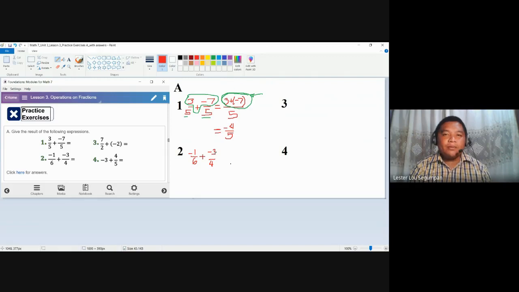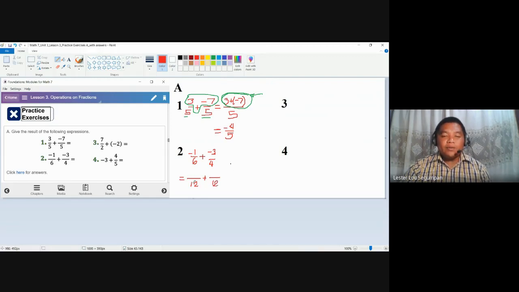It is also possible for 4 because 4 can become 8 and can become 12. So the least common denominator is 12. In short, we can write these two fractions in terms of denominator 12. The purpose for this is for us to make it easy to add later on.